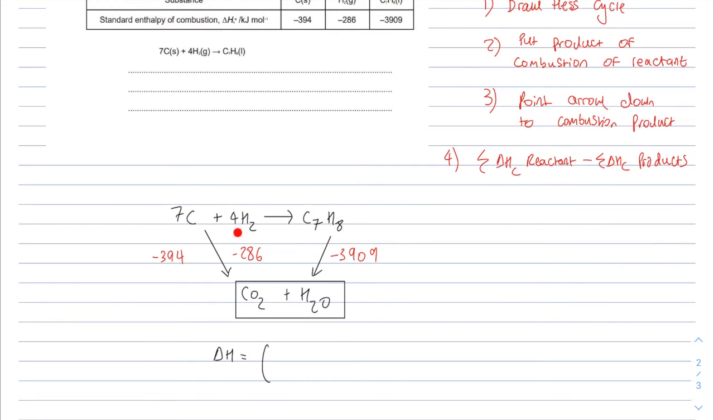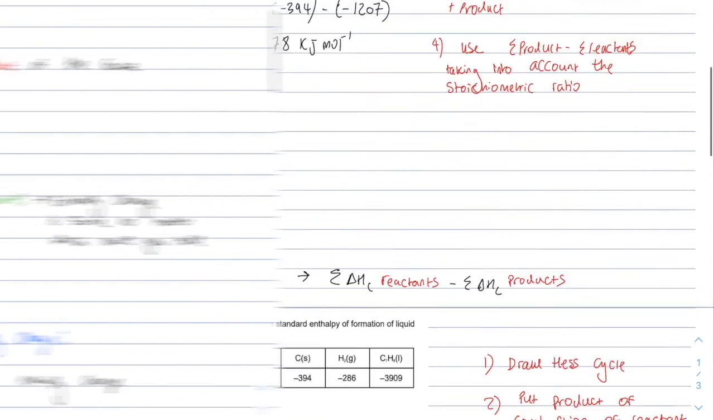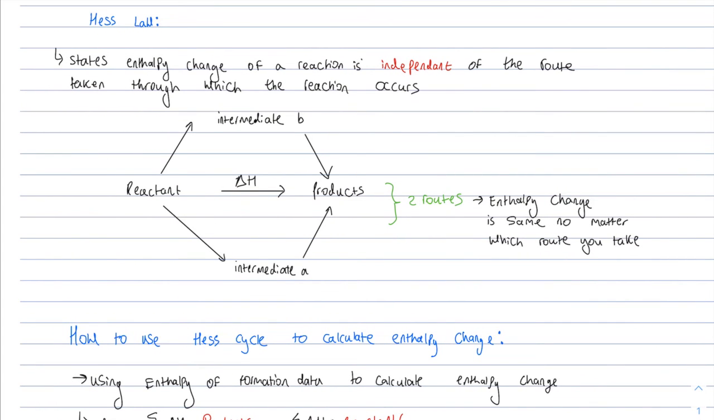So what this means is we have 7 carbons, 4 hydrogens. So the sum of the reactants will be 7 times the enthalpy of combustion of carbon, which is minus 394, plus 4 times the enthalpy of combustion of hydrogen, which is minus 286, subtracted by the sum of the products, which is minus 3909, and we get an answer for delta H of plus 7 kilojoules per mole. So to summarize, Hess's law.